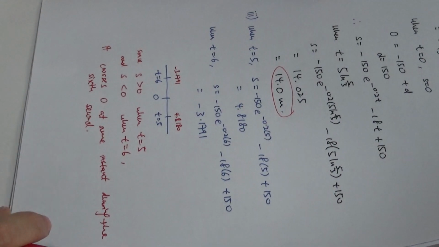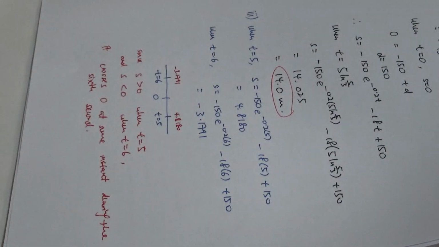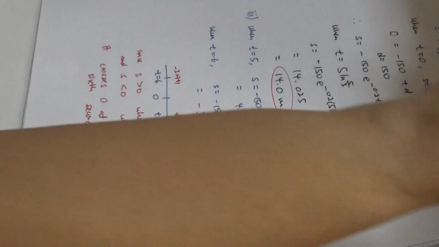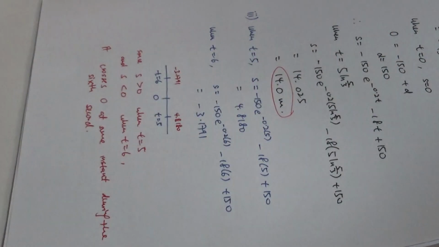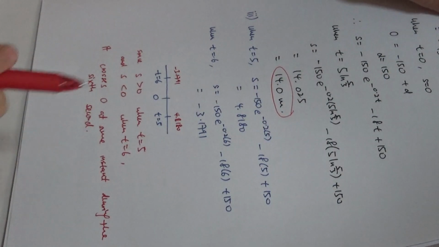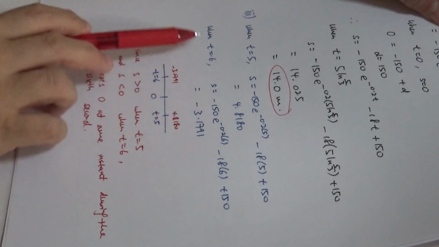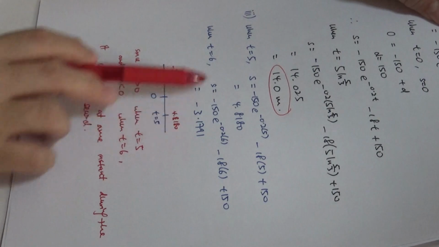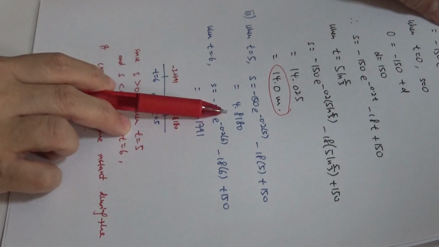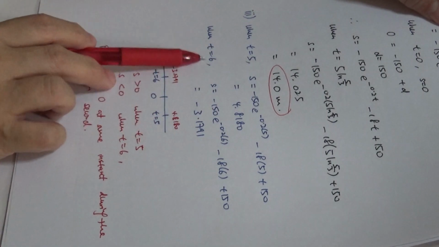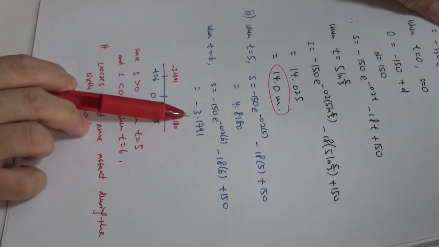Now for part 3, I need you to pay attention to part 3. The question says, show that the particle is again at O at some instant during the 6th second after passing through O. That means at the 6th second, it will pass through O. So how do we do that? Now, we plug in. When t is 5, I get this. When t is 6, I get this. Now, can you see that when t is 5 it is at positive displacement? When t is 6 it is at negative displacement.